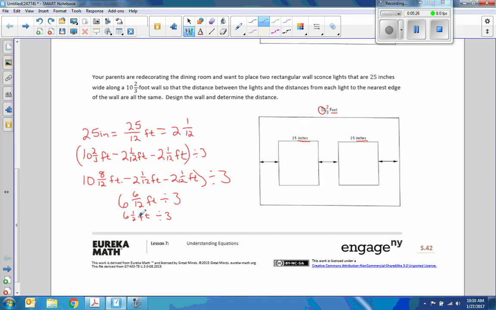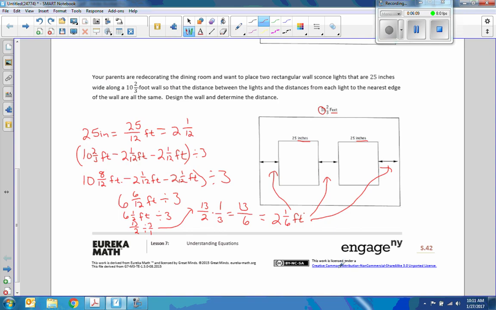Convert this from mixed to improper. 2 times 6 is 12, plus 1 is 13 over 2, divided by 3 over 1, and that is the same as taking 13 over 2 times the reciprocal of 3 over 1, which is 1/3, and I get 13 over 2 times 3, which is 13 over 6. 6 will go into 13 2 times with the remainder of 1. That's this area here, and that area.